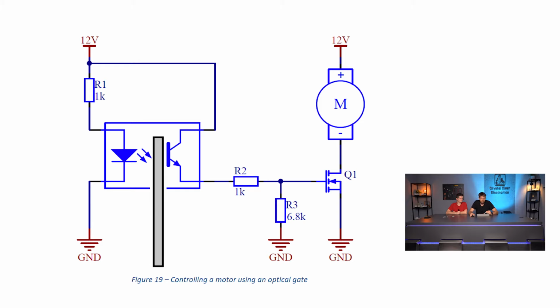Otherwise, if an object fills the gap, for example a narrow strip of material placed on the axle of the motor, then the phototransistor turns off, which turns off the MOSFET, and the motor stops. If the strip is wide enough and the inertial rotation of the motor does not turn it further, then the motor always completes one full turn and stops with the strip in the gap of the optical gate.